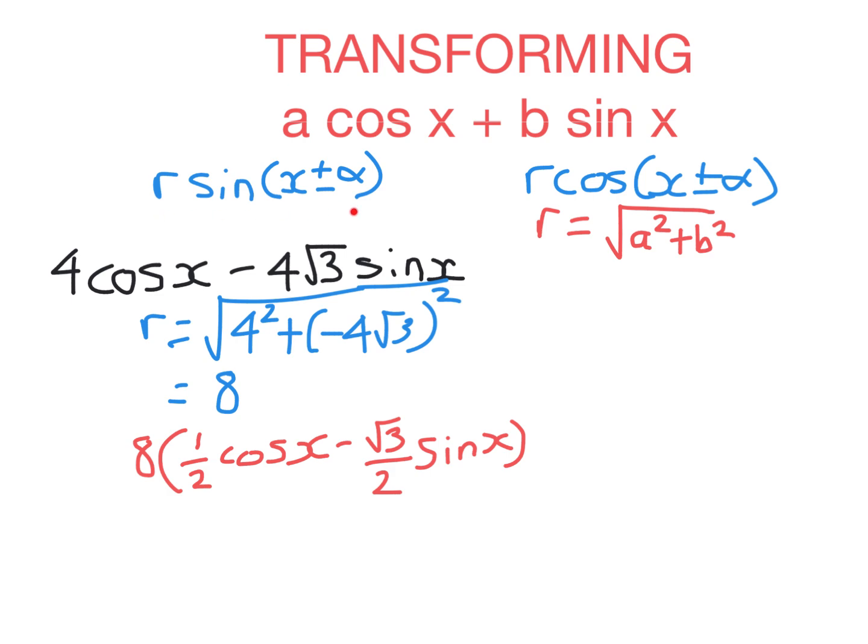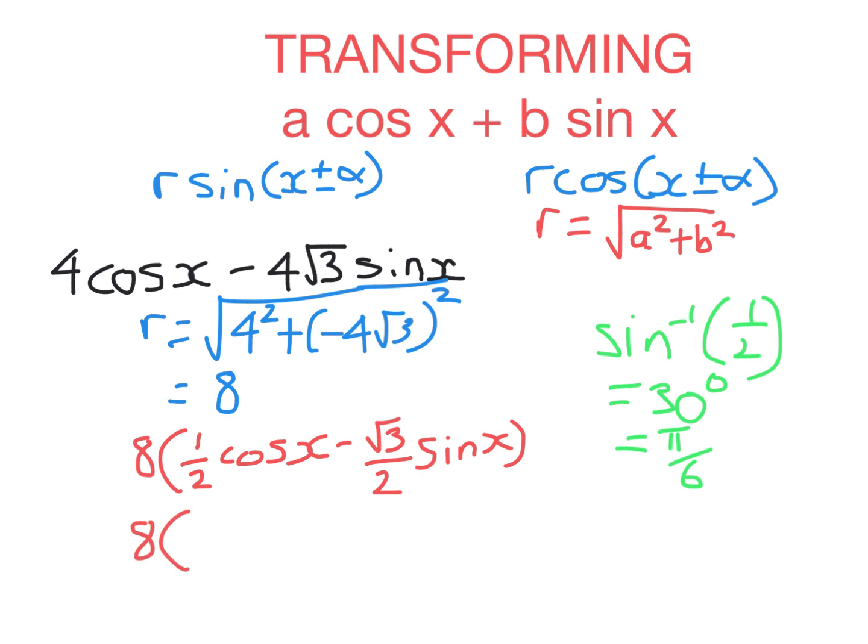Because I said I was going to write it in this form, I'm just going to calculate the sine inverse of a half. So I can just take the acute angle here, and that will be 30 degrees or pi on 6 radians. Now, because of the way that I took out r, that means that this will also be cos pi on 6. We know cos pi on 6 is root 3 on 2. So I can rewrite this as 8 sine pi on 6 instead of a half, and so on.